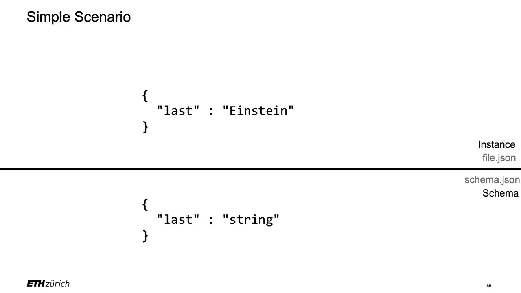Who believes the document on top is valid against that schema? More raise hands? Yes, it is valid, right? I have a key called last. It's associated with Einstein that is a string. So this is perfect. So indeed, what I can say is that my instance document that I stored in the file.json on my hard drive is valid against the schema that I stored as a JSON document in schema.json.